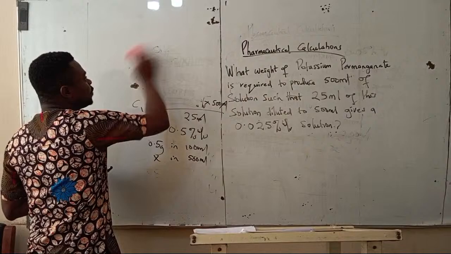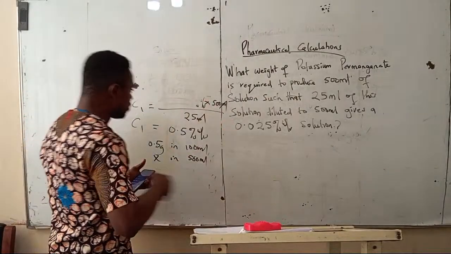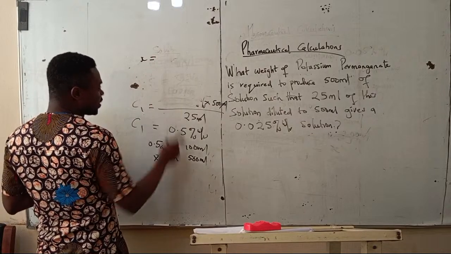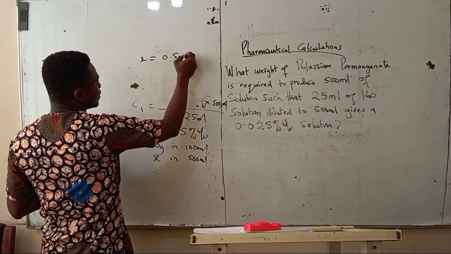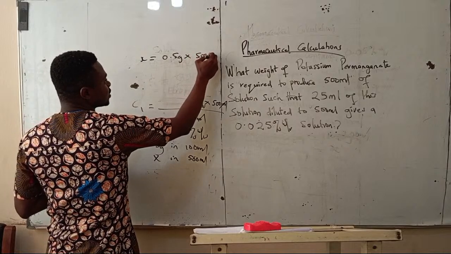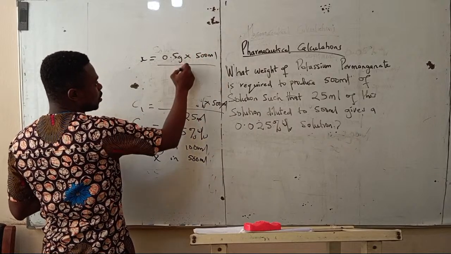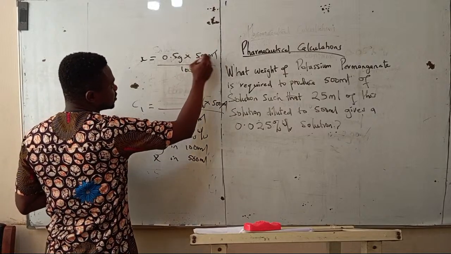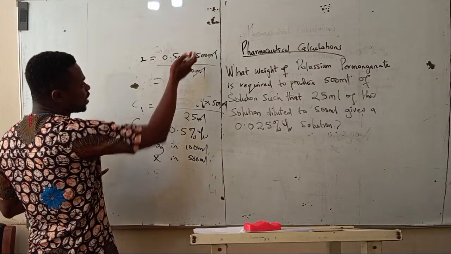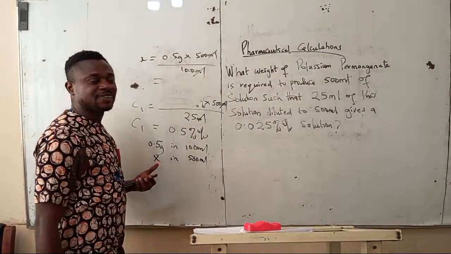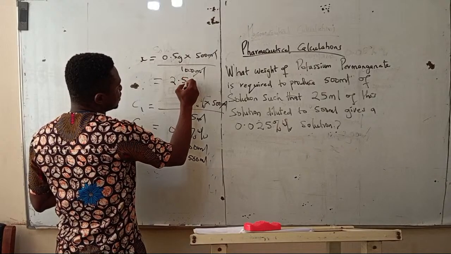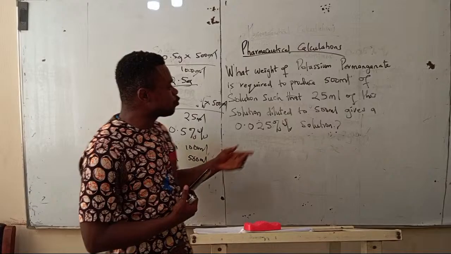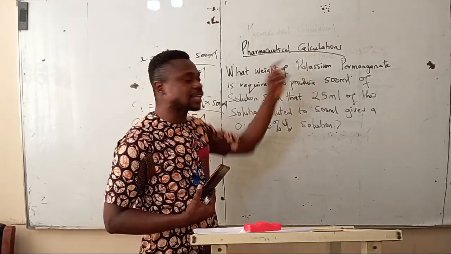If we cross multiply, X is equal to 0.5 gram times 500 ml all over 100 ml. The ml will cancel, and 0.5 gram times 5 is 2.5 gram. So the answer to this question is 2.5 gram of potassium permanganate.